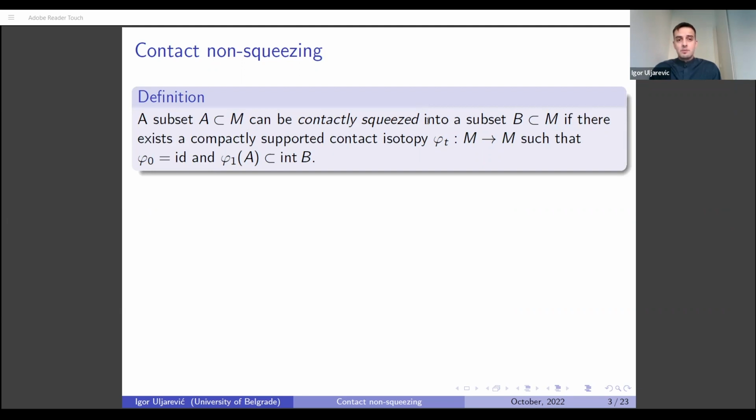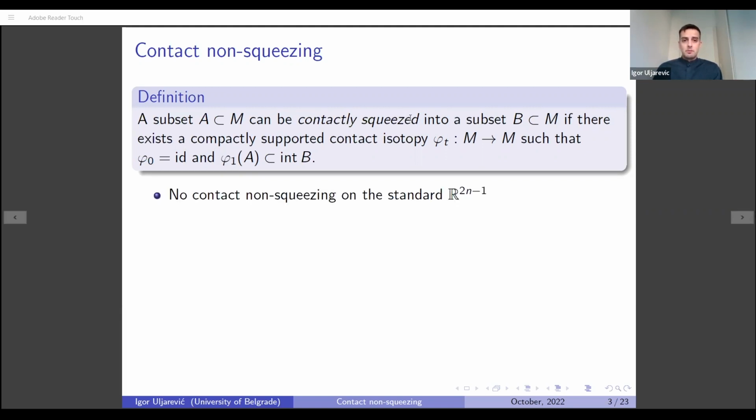We say that a subset A of a contact manifold M can be contactly squeezed into another subset B if there exists a contact isotopy that takes A inside B. If it happens that the contact manifold M, the ambient, is open, then we additionally assume that the isotopy is compactly supported.